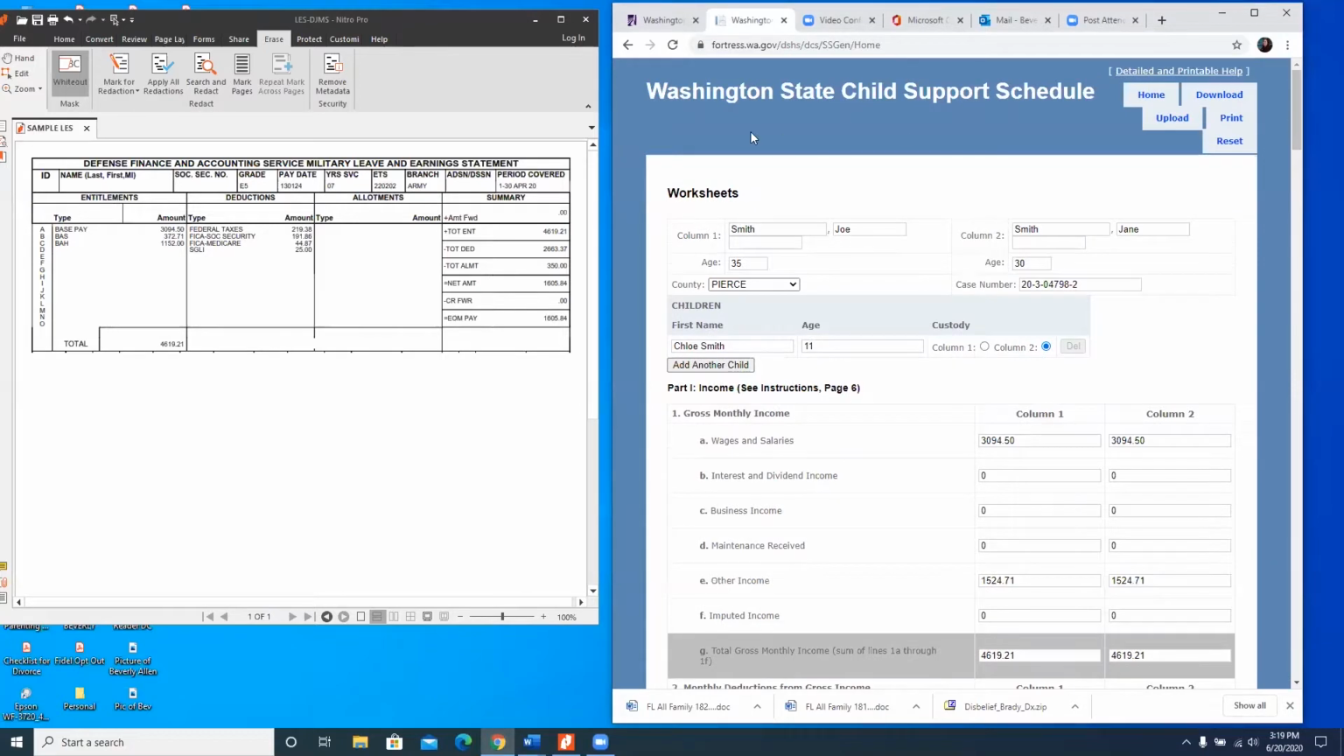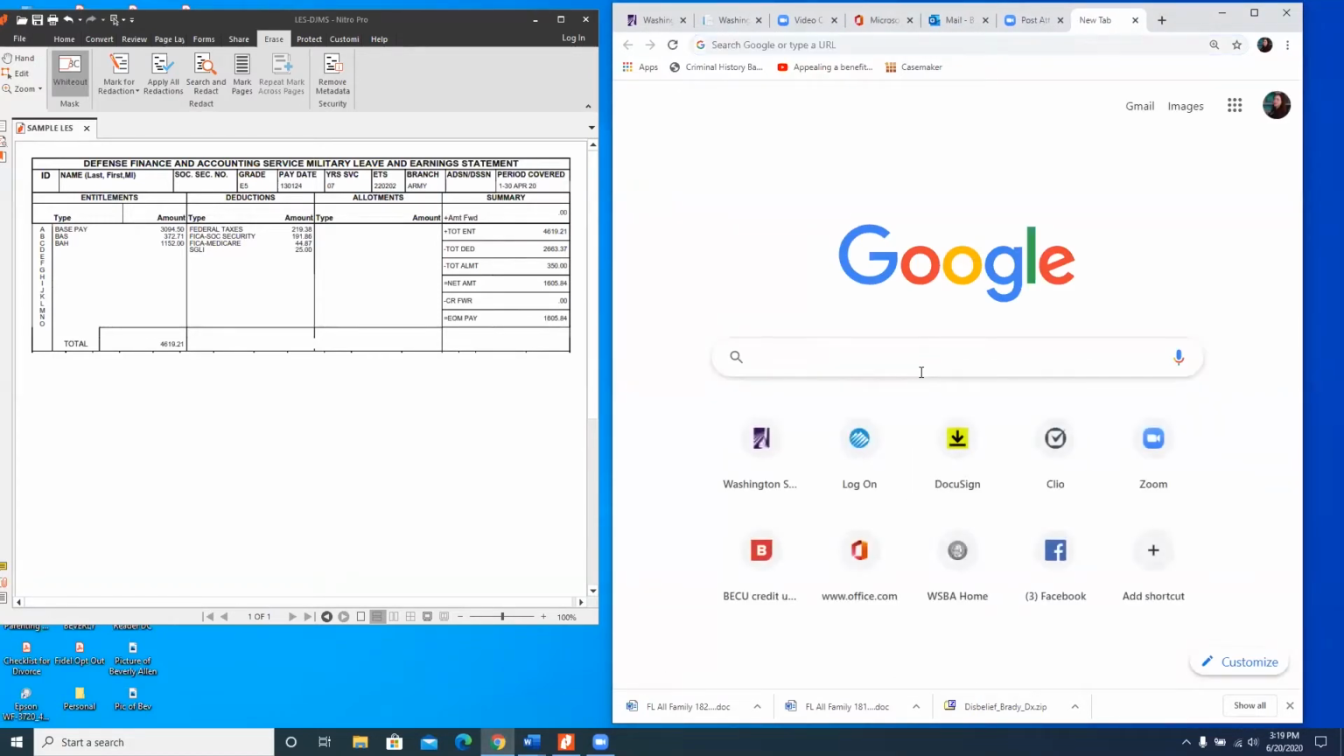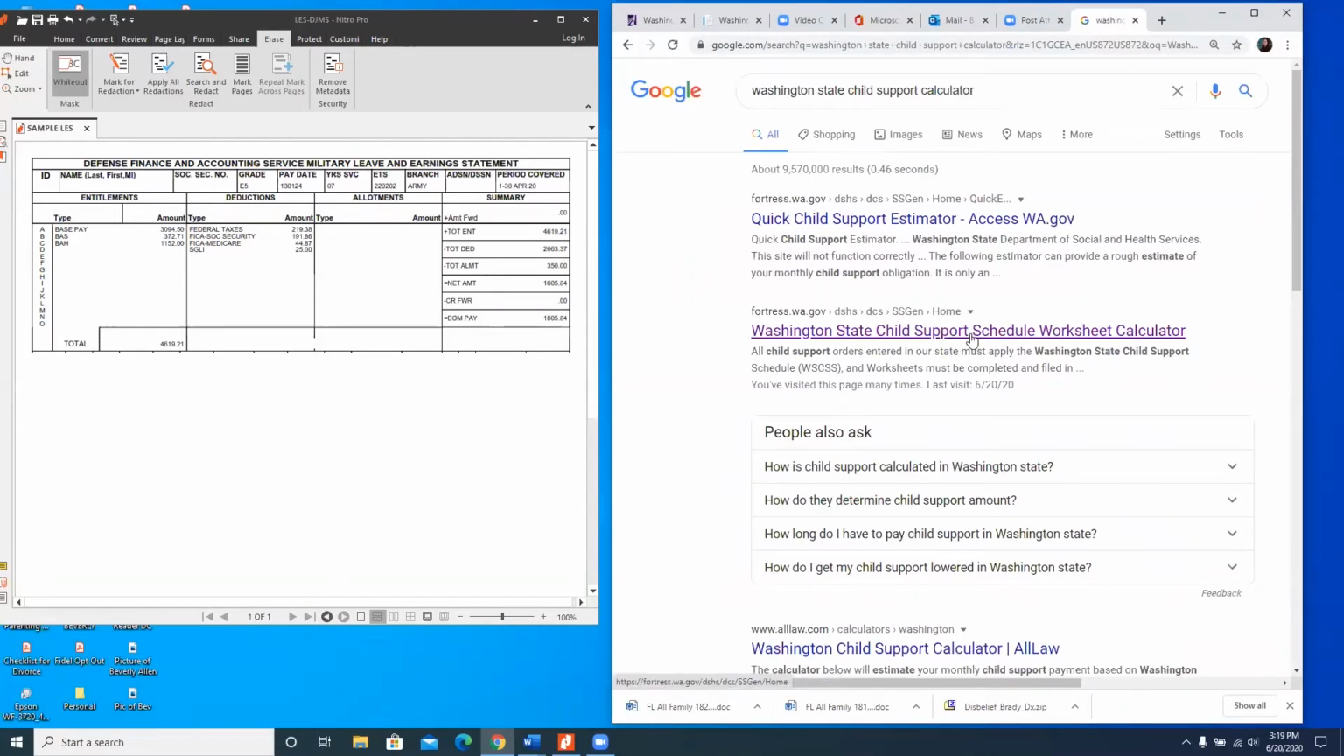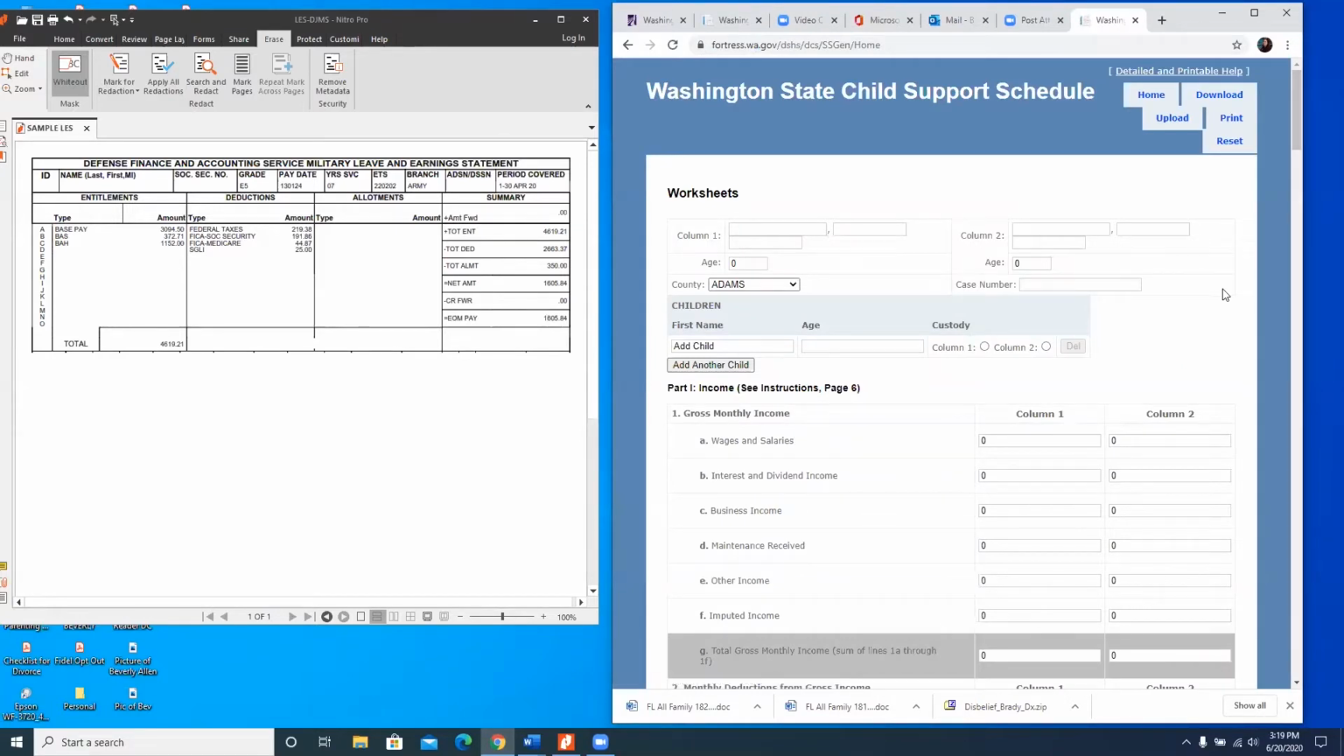So to get to this website, it's the Washington State Child Support Calculator. You just put that in your search engine here, and it's the second item that pops up here. So this is a blank one. I've started to fill that out here for this particular scenario. And I'm going to call parent 1 Joe Smith, and I'm going to call parent 2 Jane Smith. In this example, Joe is 35, Jane is 30. I selected Pierce as the county, and I made up a number. This might actually be a real case number. I don't know, I just made it up for this demonstration.